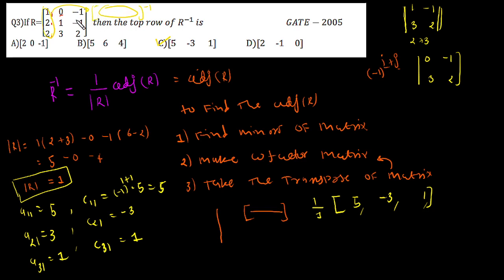So now we have to just find the minors of this column and then make the cofactor, and then make this column as a row, and it is our answer. Let's move to the next question.